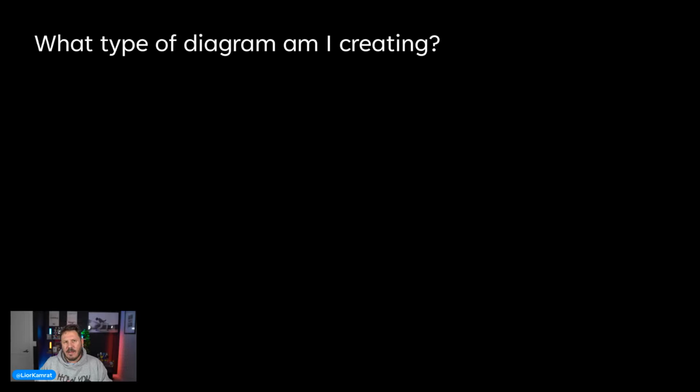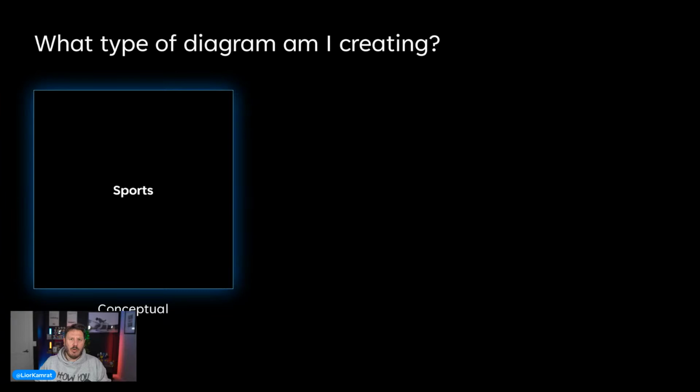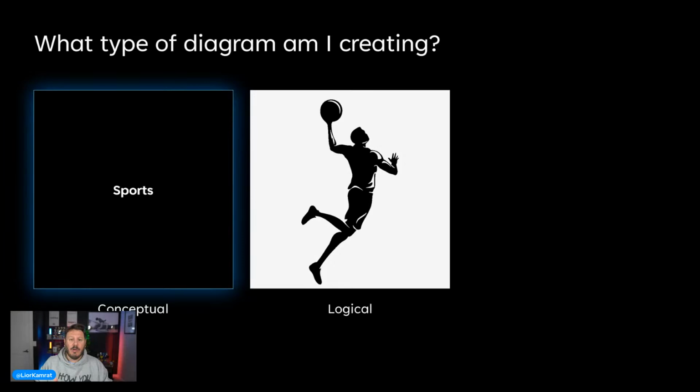What is conceptual? If you're doing a conceptual architecture, what is it that you're actually talking about? Conceptual is something that is very high level. Sports, for example, is a conceptual thing. You have something called sports, and you know that there are things inside sports that you can talk about, that expand to numerous topics. With that, you're going one level deeper, and this is the logical level. The logical level would be, in this case, basketball. So that's what we're seeing here.